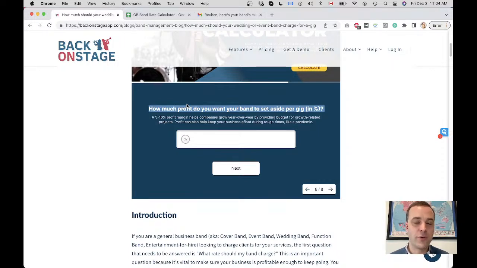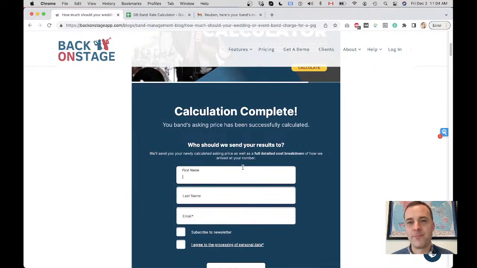Of course, profit is also really important in the equation of being able to keep your business growing year after year and having money for tough times like another COVID. So you want to be prepared for those so your business doesn't go under when some little expense pops up in the way. So I would say anywhere from 10 to 20% is probably a good number here, but I'm going to start with a 10. And that's it. We've calculated our band rate.